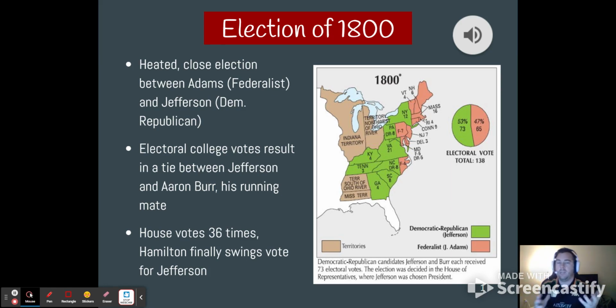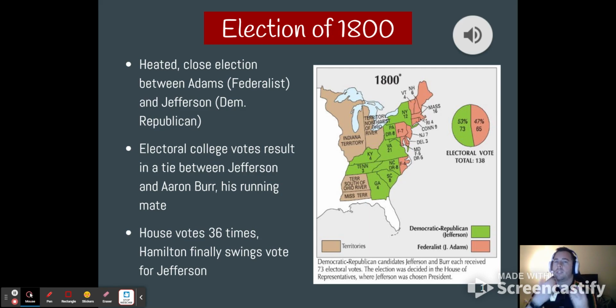So what has to happen here is the House of Representatives actually picks who wins, and that is going to be Jefferson. So big kind of subplot here is Hamilton, who dislikes both of these men. They're both Democratic Republicans. He has a lot more beef with Burr than Jefferson. Hamilton is able to swing the House to vote for Jefferson, and Jefferson becomes president through the means of Hamilton, his nemesis. So that's kind of an interesting one here.